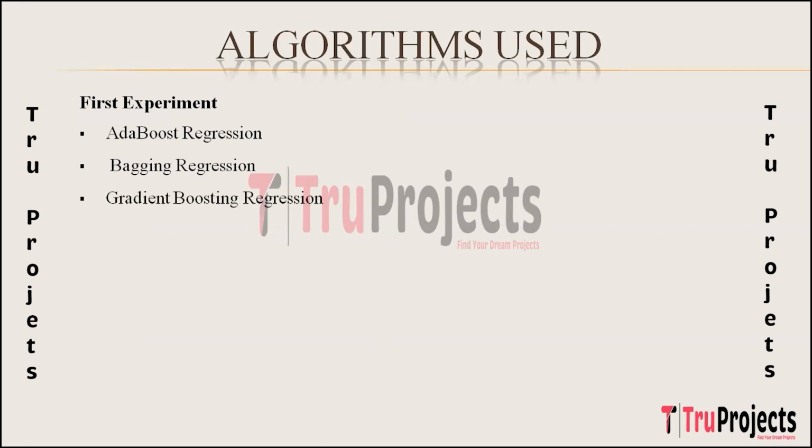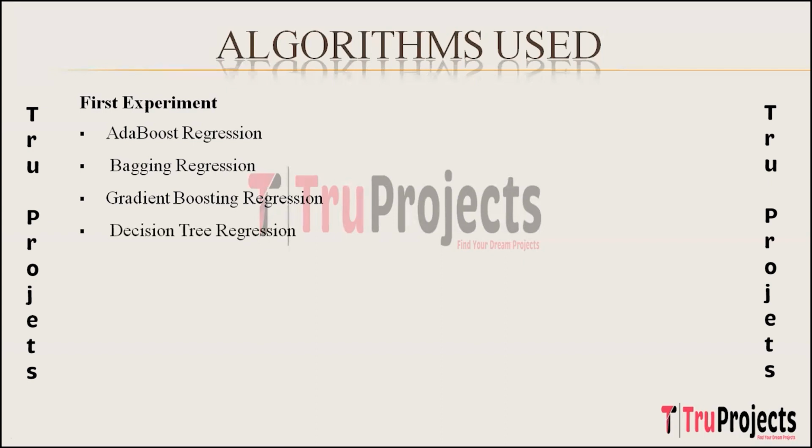The next algorithm built is gradient boosting regression. Gradient boosting builds an ensemble of weak learners, typically decision trees, sequentially. Each tree corrects errors made by the previous ones. Gradient boosting is powerful for capturing complex relationships and is often used in regression tasks to achieve high predictive accuracy.